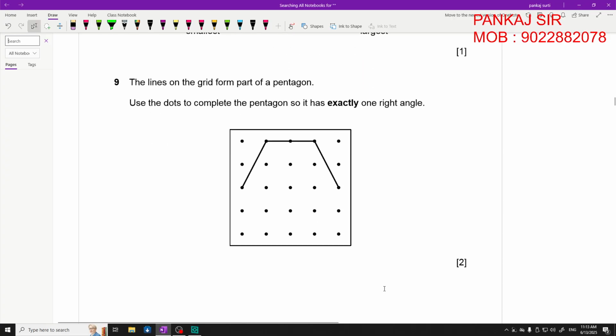Next question, question number 9. The lines on the grid form part of a pentagon. Now, what is a pentagon? A five-sided closed figure. Okay, it's a polygon, right? A five-sided closed figure. Now, use the dots to complete the pentagon so that it has exactly one right angle.